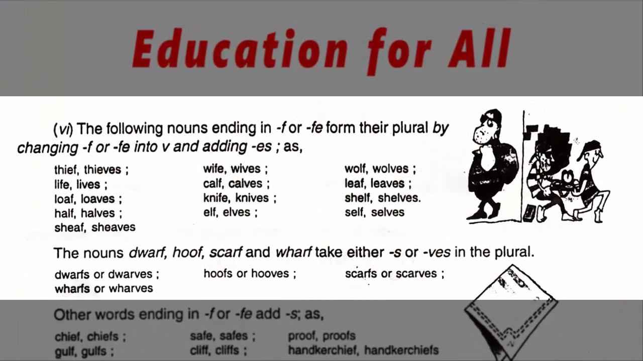The following nouns ending in f or fe form their plural by changing f or fe into v and adding es. As thief, thieves, wife, wives, wolf, wolves, life, lives, calf, calves, leaf, leaves, loaf, loaves, knife, knives, shelf, shelves, half, halves, elf, elves, self, selves, sheaf, sheaves. The nouns dwarf, hoof, scarf and wharf take either s or ves in the plural. Dwarfs or dwarves, hoofs or hooves, scarfs or scarves, wharfs or wharves.